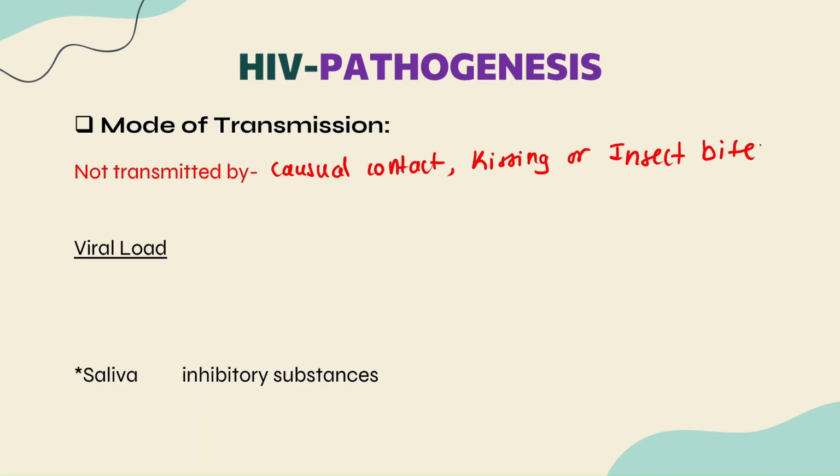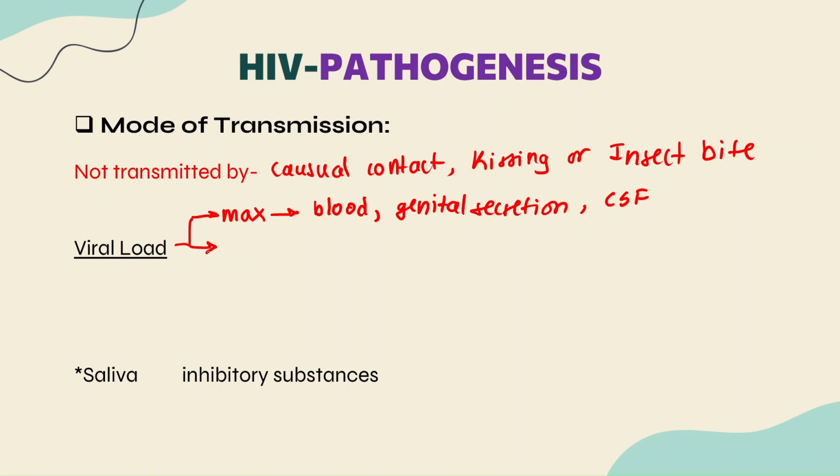Okay. Next thing, we have to remember the viral load, that is, the amount of virus present in different secretions or different body fluids. Okay. So the viral load is considered to be maximum in the blood, genital secretions, and your CSF. So these are the body fluids where the HIV viral load is maximum.